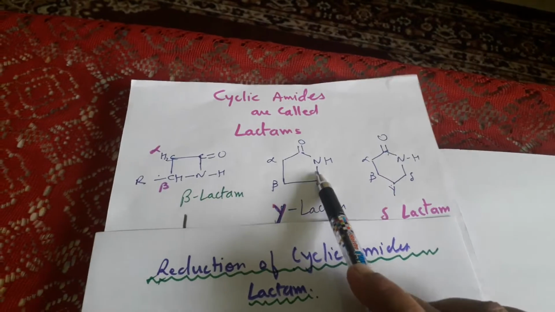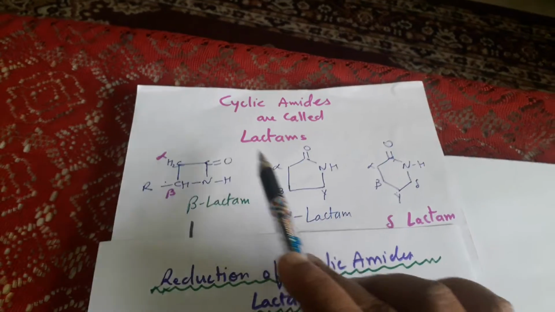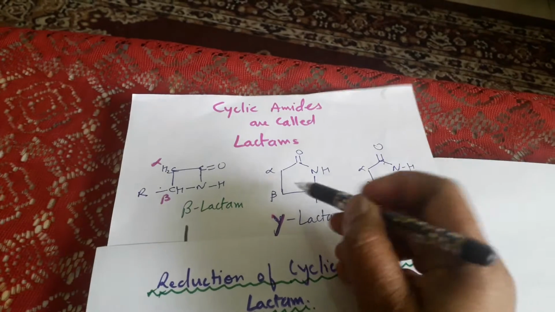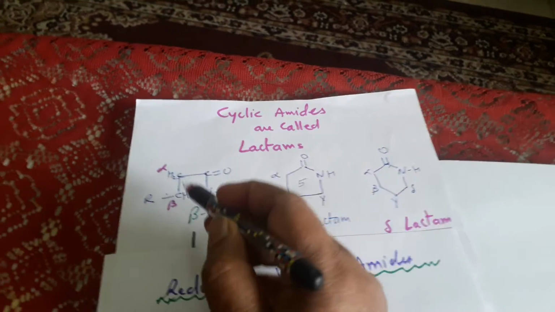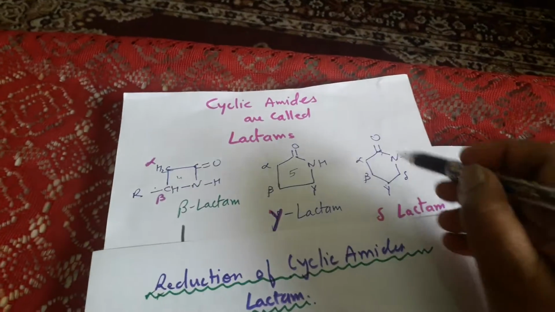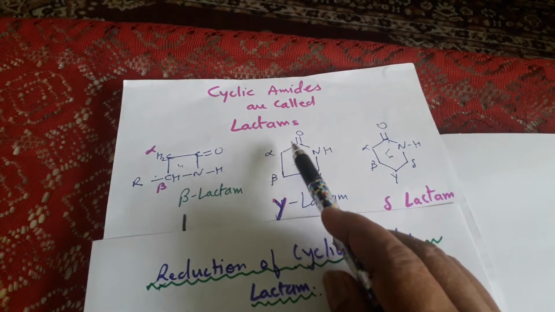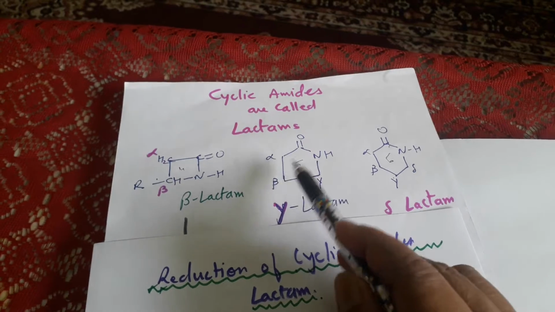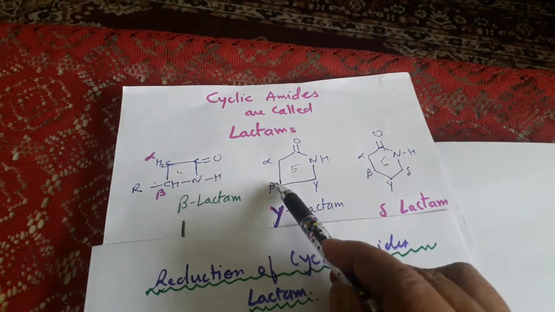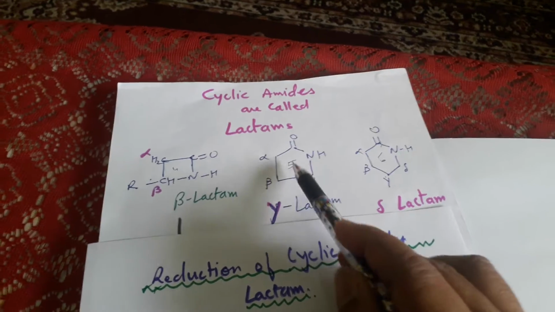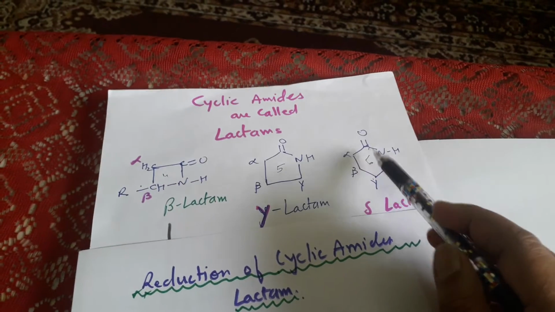Now see here, gamma lactam. This is a 4-member ring. This is 5. Gamma lactam is a 5-member ring. Here 4. This is 4. This is 5 and this is a 6-member ring. Okay, but count the number of carbons from here: 1, 2, 3, 4. 4 carbons here, 1, 2, 3, 4. Right? 4 carbons here. In this case it is a 6-member ring.